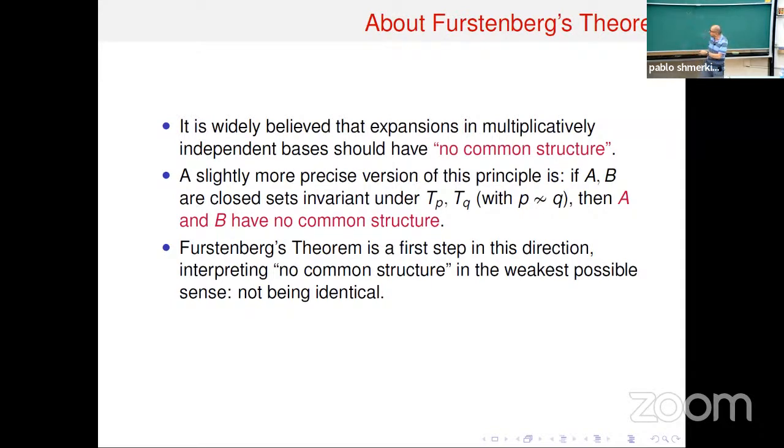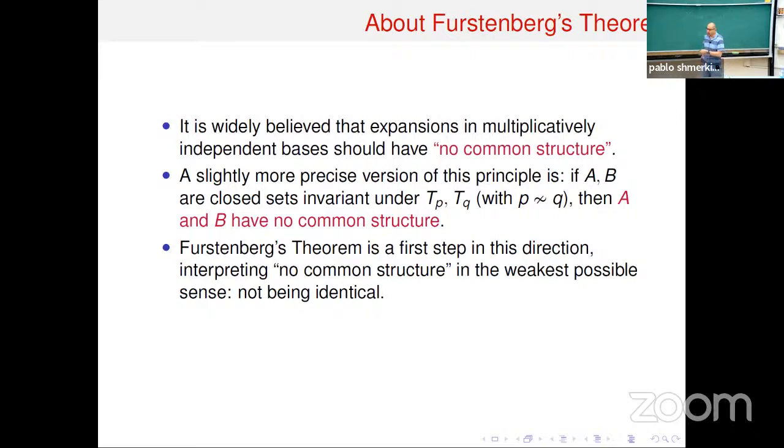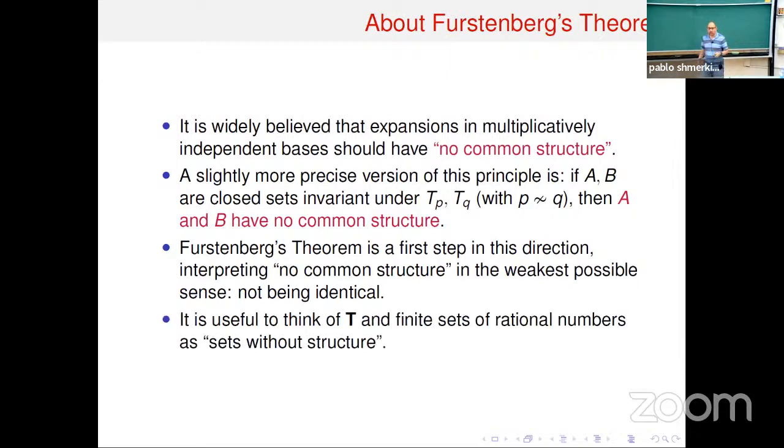And if you adopt this definition, which again is not very refined, but we have to start somewhere, then Furstenberg's theorem says that in this sense, T_p invariant and T_q invariant sets have no common structure if we adopt the convention that finite sets of rationals and the whole circle have no structure whatsoever. They are too simple, they have no structure.